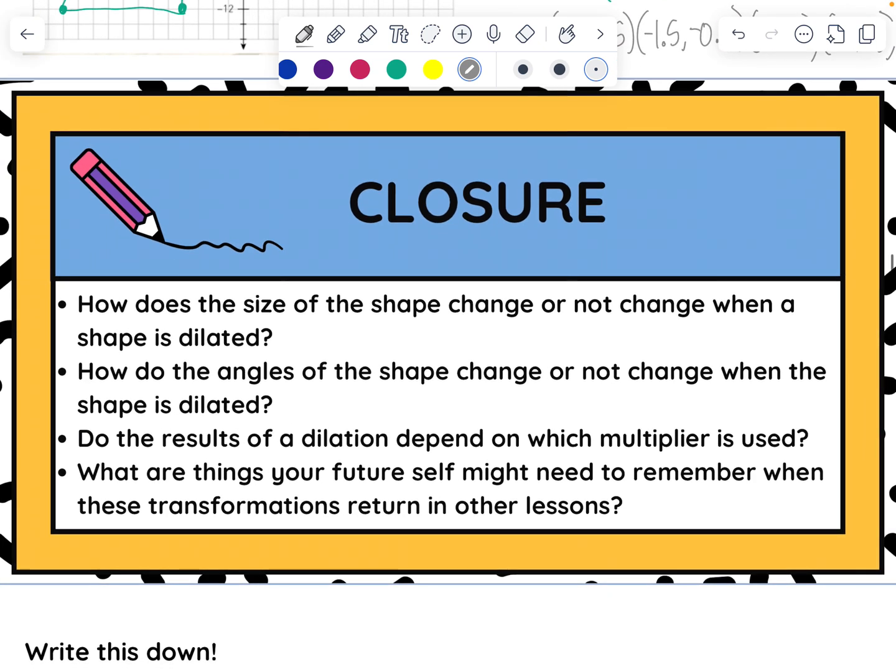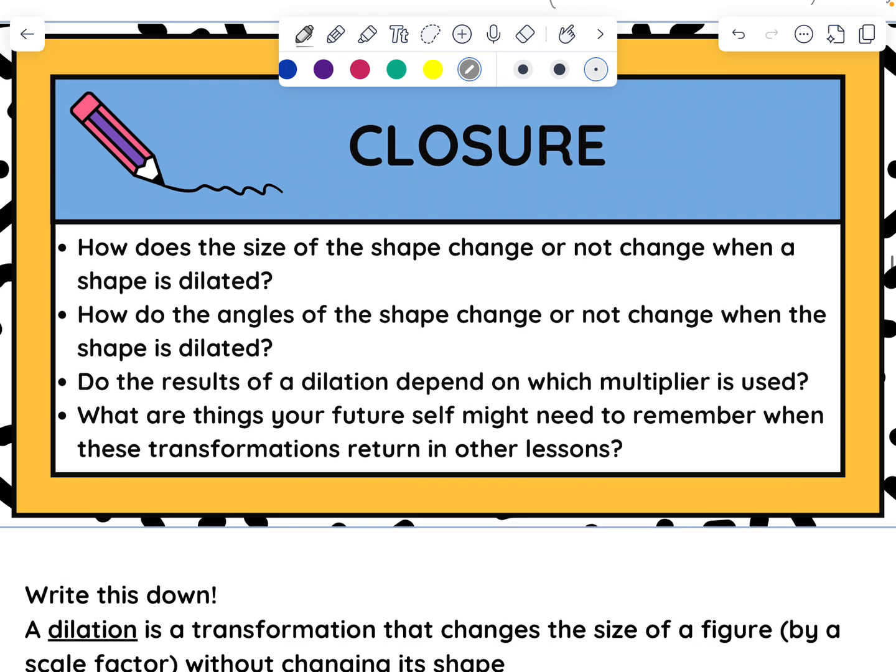And then for the closure today, some questions I want you to think about. How does the size of a shape change or not change when a shape is dilated? How do the angles change or not change? Do the results of a dilation depend on which multiplier is used? What are things your future self might need to remember when these transformations return in other lessons? So those are all things that we're going to think about and continue to talk about.